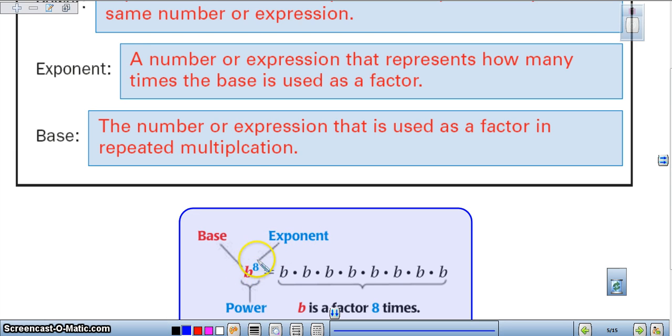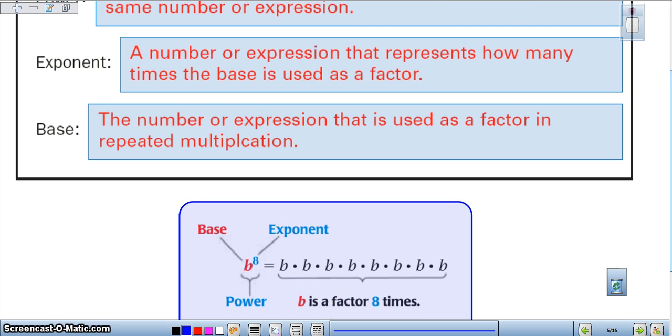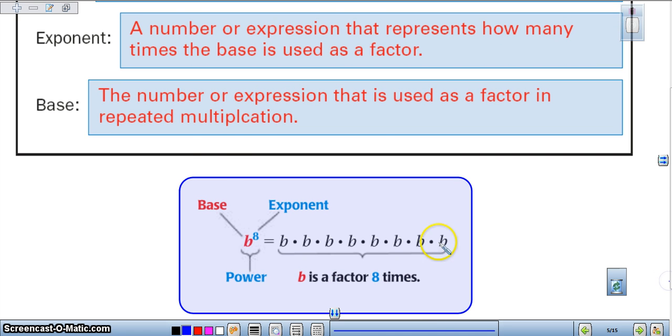The exponent here is 8. B to the 8th tells us we have to have 8 factors of b. So our exponent is 8. The base is what the factor is. It's what we're showing the repeated multiplication of. It could be a number or an expression in this case.